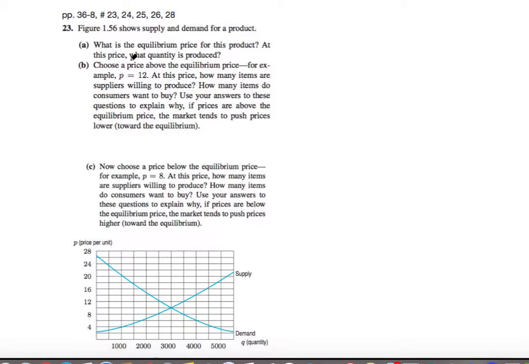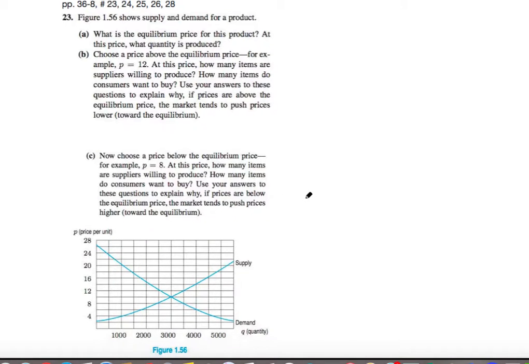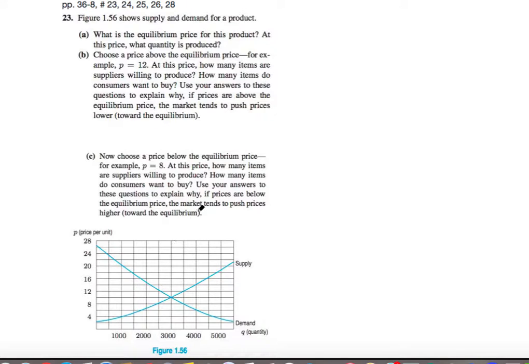So we have the solutions to calculus homework number 18 from the textbook, and you can see that it's pages 36 through 38 and these 5 problems. So starting with number 23, figure 1.56, which is this plot here, shows supply and demand for a product. Supply is this one that's increasing, demand is the one that's decreasing to the right. What is the equilibrium price for this product, and at that price, what quantity is produced?